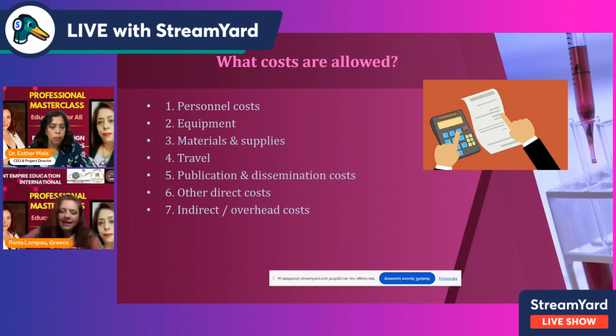All these are usually allowed. So always remember to read the funding call's budget guidelines carefully, all the guidelines of the budget. What is allowed in one program may be prohibited in another program. A strong budget also includes justifications that explain why each cost is essential. Remember this, you need to justify why each cost is included in your proposal.